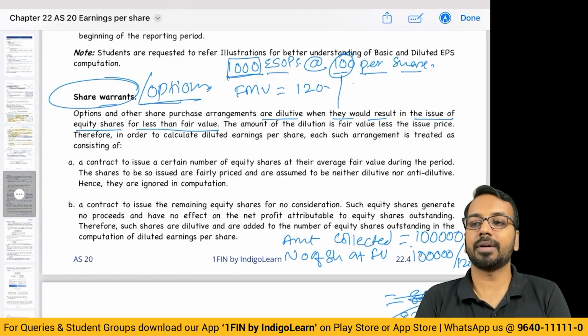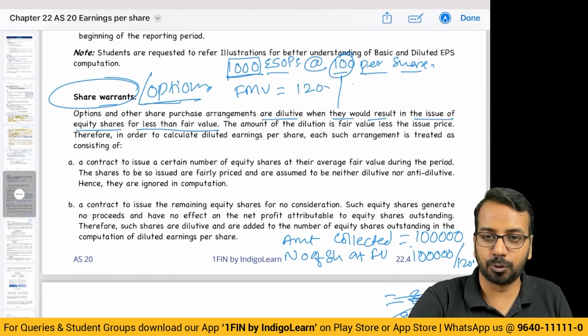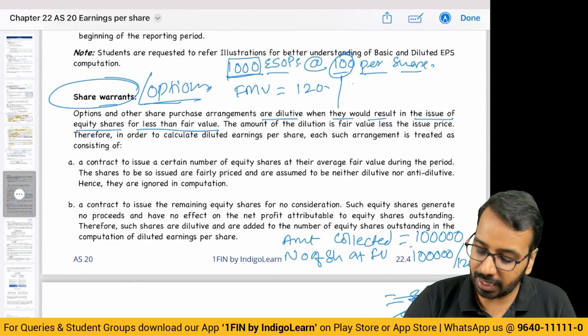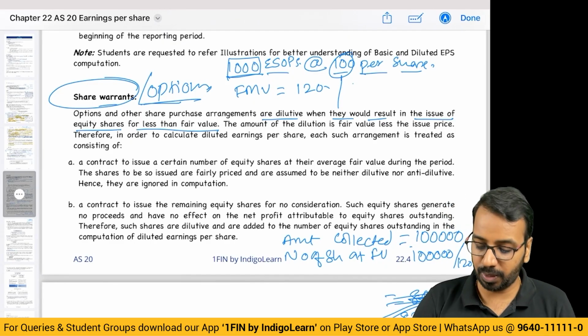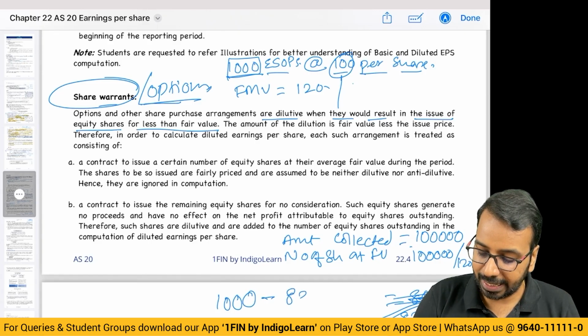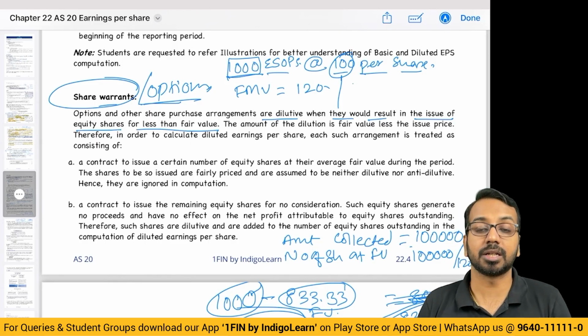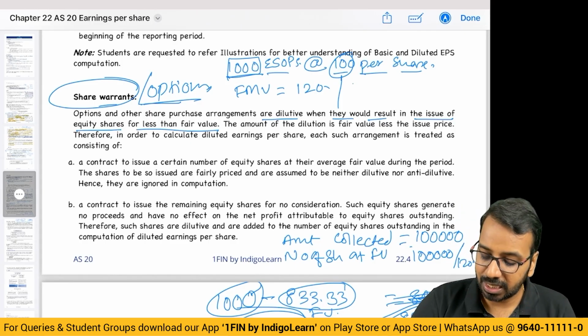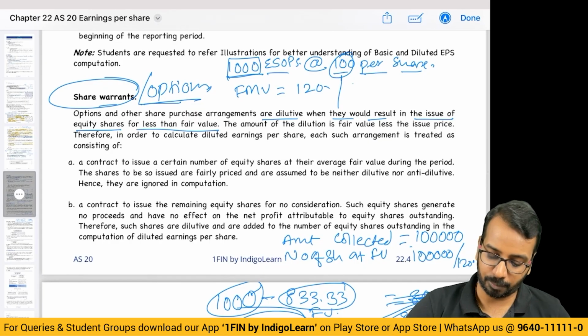833.33. So, what we are saying is, whatever amount the shareholders have given us, how many full value shares can be issued? We can issue 833.33 full value shares. Which means, out of 1000, 833.33 is full value shares and 166.67 are free shares. So, for options and warrants, these free shares, you will directly add to the denominator. Okay, that is one treatment that you have to remember.